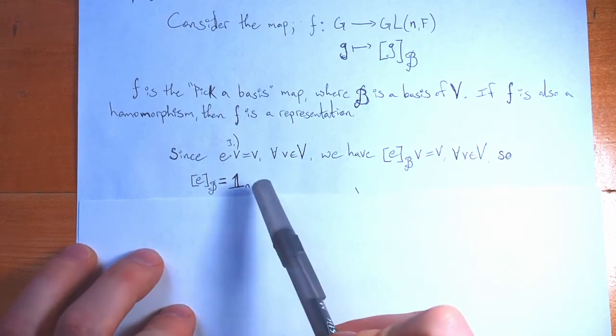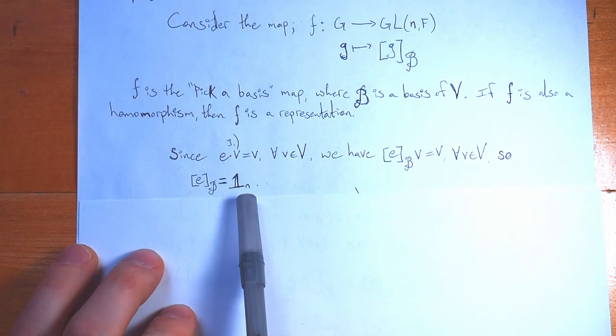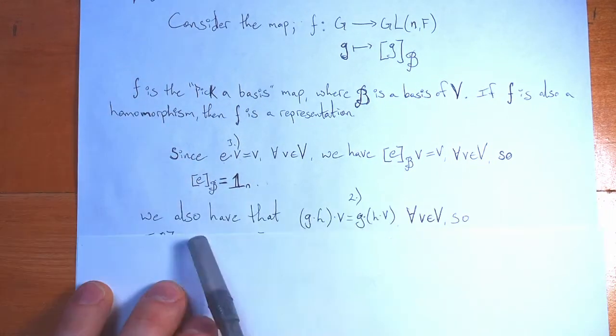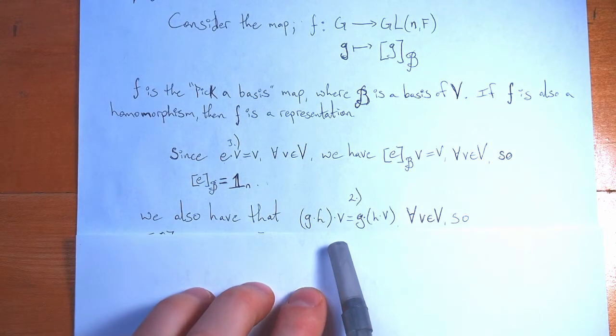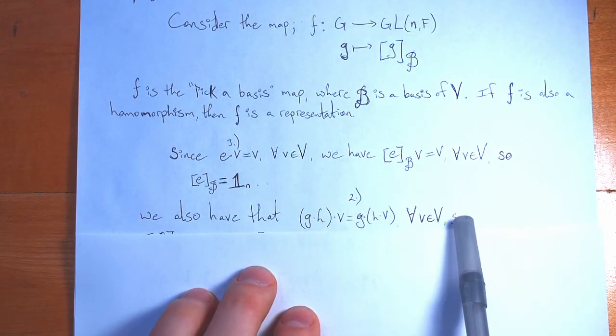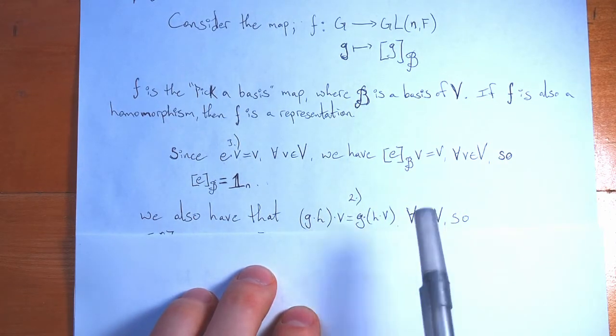So that's good. We have that the image of F, the matrices that we get mapped to, includes the identity. That's one of the properties that we need for it to be a group. Okay, so far so good. We also have the second property from our definition of an FG module. This is true for all vectors in our vector space, so we can drop this V over here. It's not dependent on which vector we pick at all.